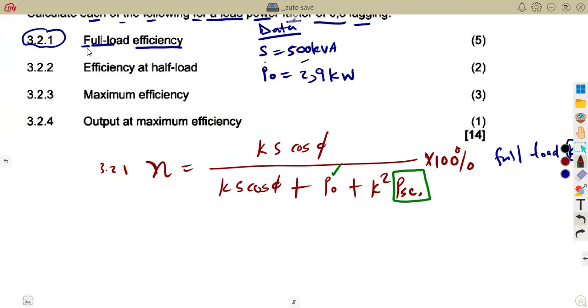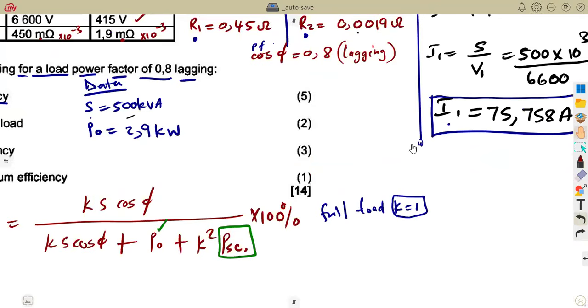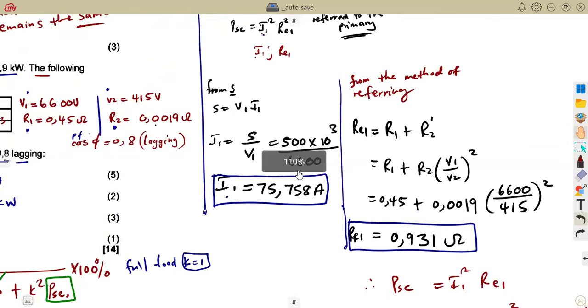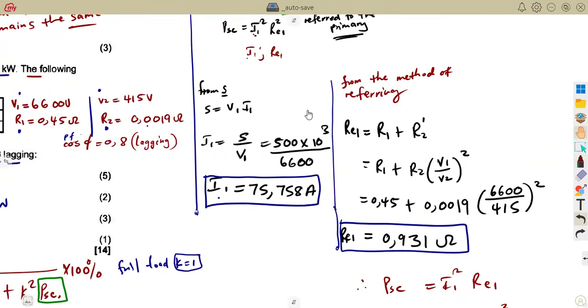With this, efficiency can be determined, which is full load efficiency. You see, guys, they want you to figure out its mathematical presentations, substitutions, this and that.